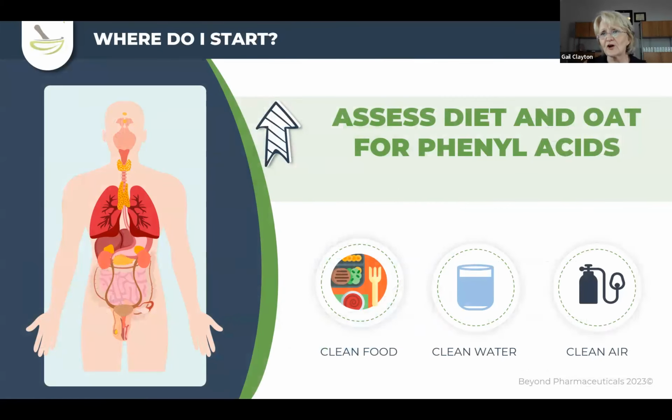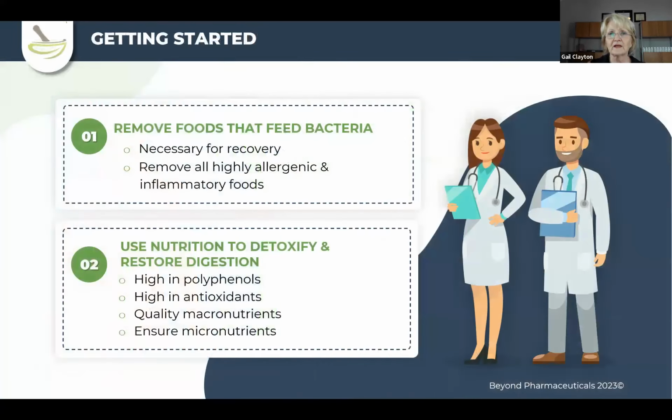So where do you start? You want to assess the diet and the organic acids, and look at the phenol acids. Basics is clean food, clean water, and clean air, and starting, okay? You want to remove the foods that feed the bacteria. That's really necessary for recovery.